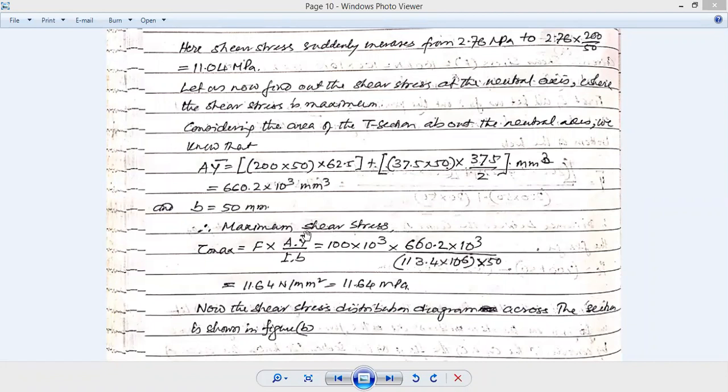So the maximum shear stress is tau max. You put the value of F, you put the value of A into y bar, which is this 62.5 and this, and divide by I and divide by the width. 50 is the width. So the maximum shear stress value will be equal to 11.64 MPa. This shear stress distribution we have shown in the diagram itself.